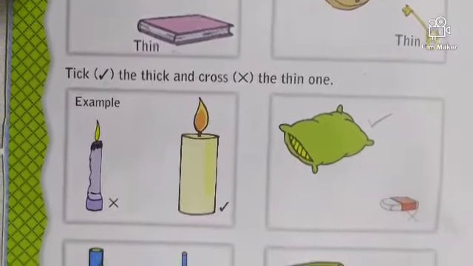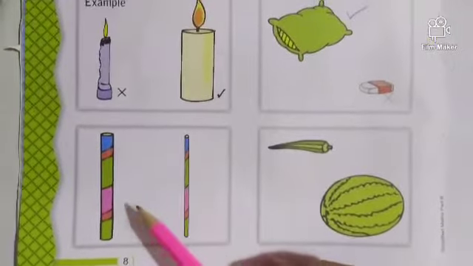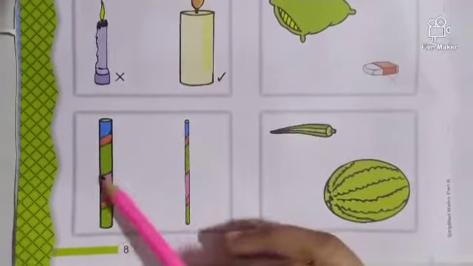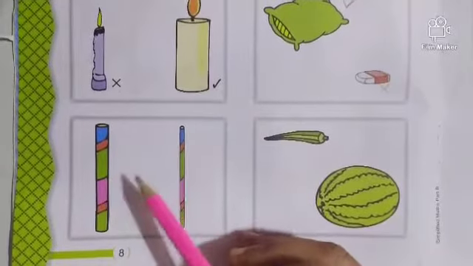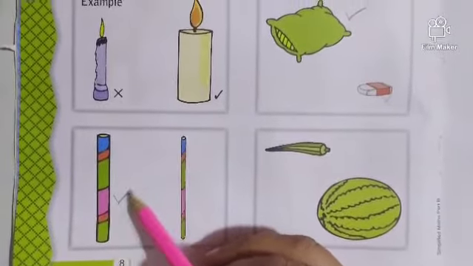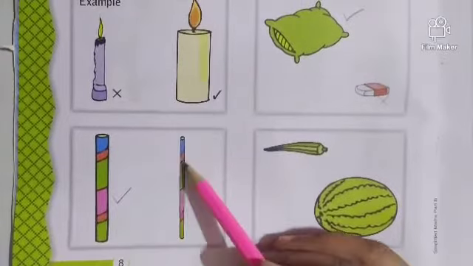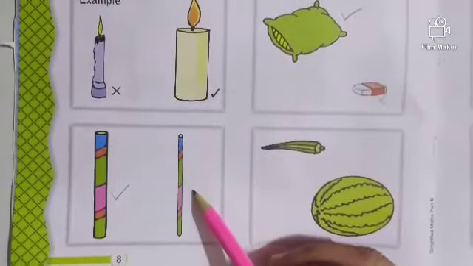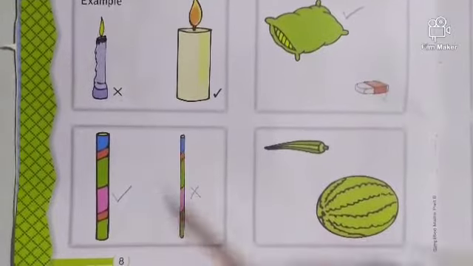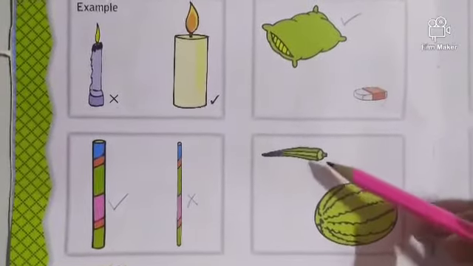Okay. Now come to this. These are two rods. Both are same objects, but their thickness differs. This rod is thick, so put a right mark. And this rod is thin. Cross out the thin one. Okay, done.